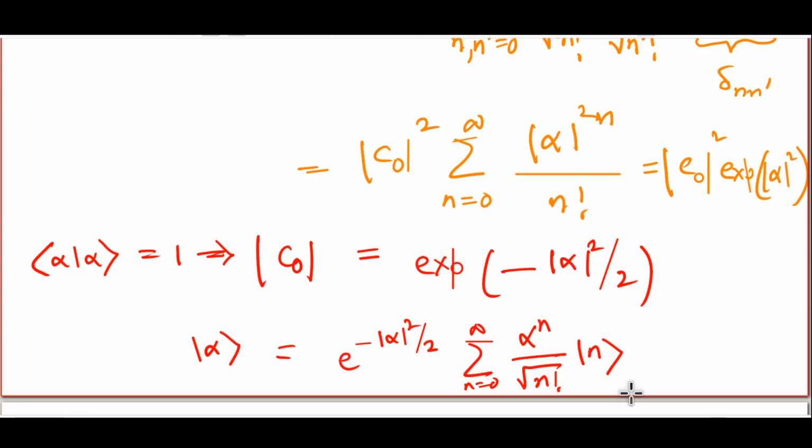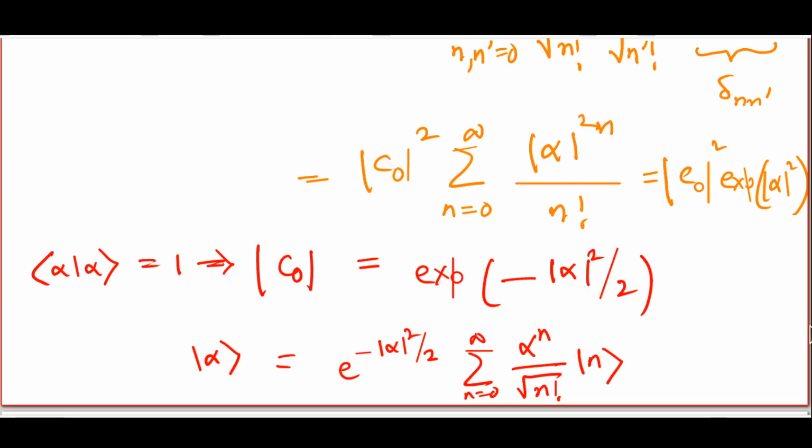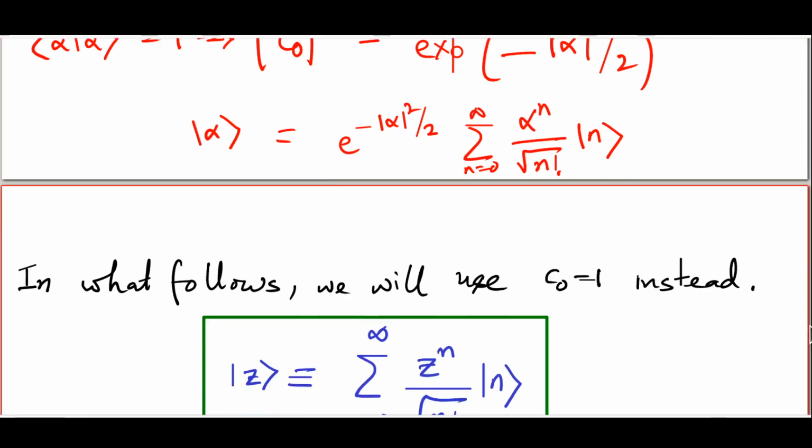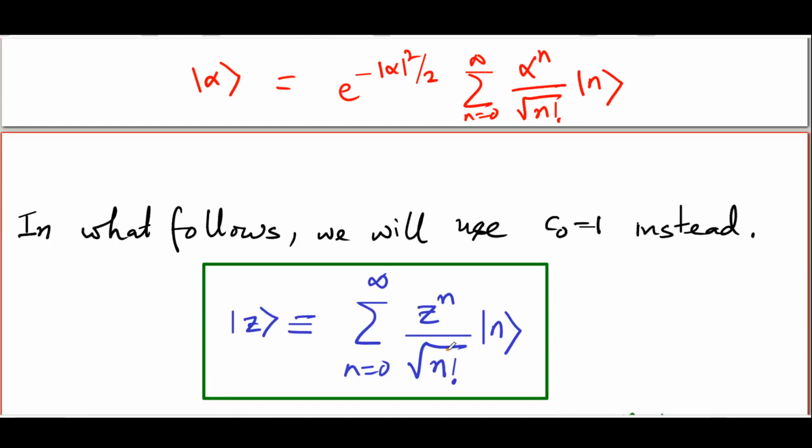It has e to the minus mod alpha squared by 2 as an overall factor, and then you sum over all n from 0 to infinity of this quantity alpha to the n by square root of n factorial times ket n. Now, for reasons that will be clear later on, when we are dealing with path integral quantization using coherent states, the coherent states that we use are not normalized ones. Rather, what we use is a choice of C0 equal to 1. So, if we make that choice, our coherent states take this particular form.